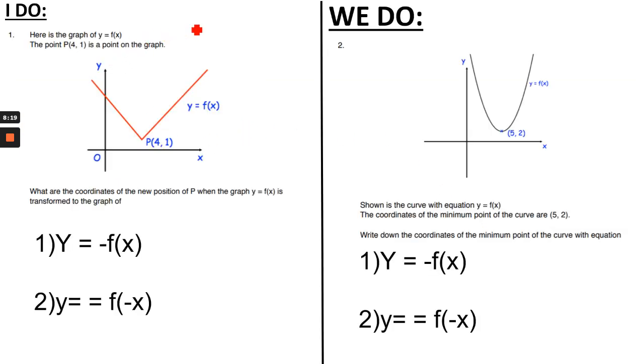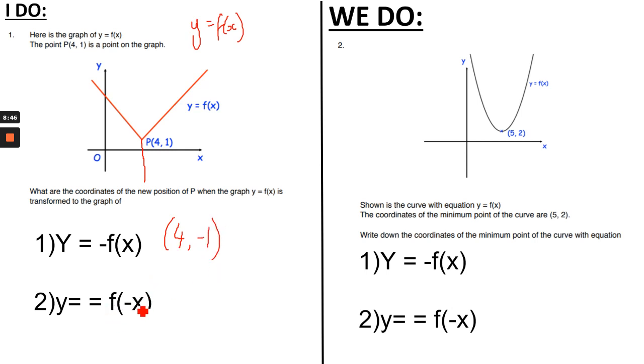So on the left, here's a function y equals f of x. It's just a function. 4, 1 is a point on the graph. The point P is a point on the graph. Okay, so we've got minus f of x, so it's outside of the brackets, so we're flipping it in the x-axis. Well, that would mean that the x value is still going to stay the same, but where it's plus 1, it's going to be minus 1 for the y coordinate.